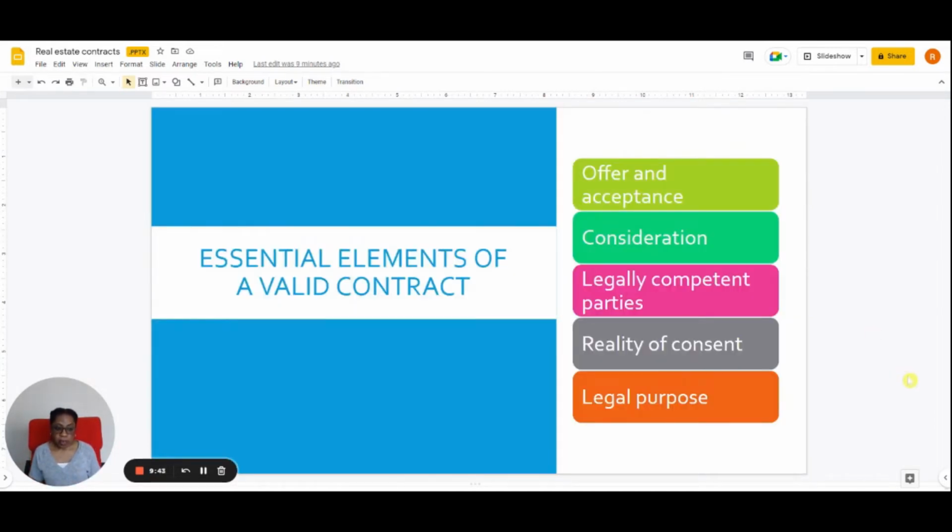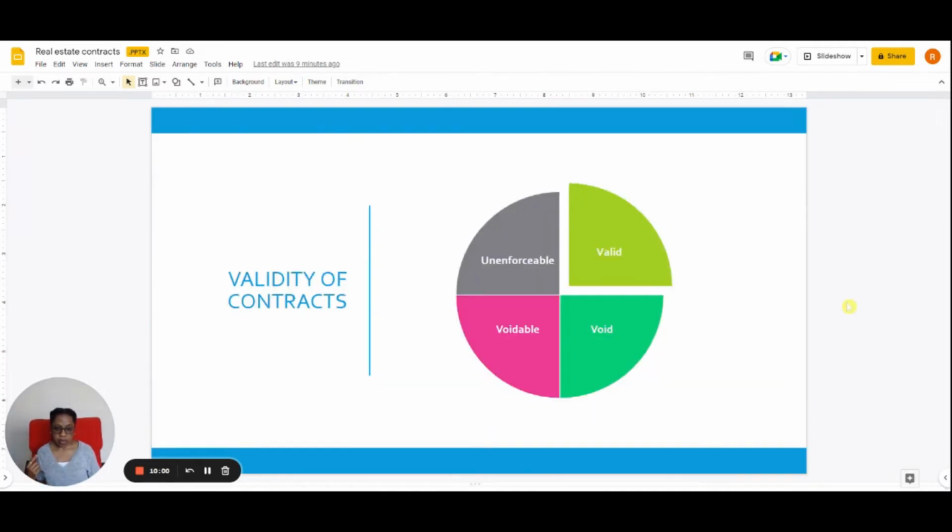So just to recap, we have offer and acceptance, right? Then we have legally competent parties. We have consideration, legally competent parties, reality of consent, then a legal purpose.